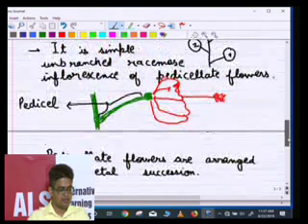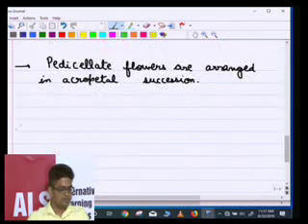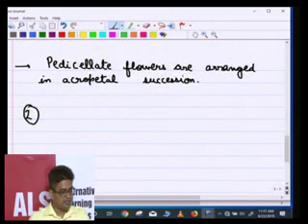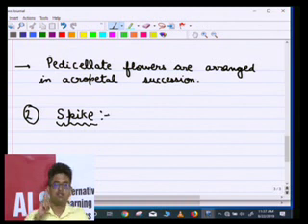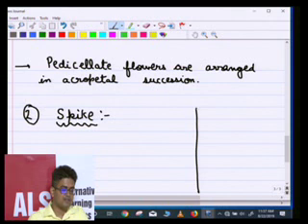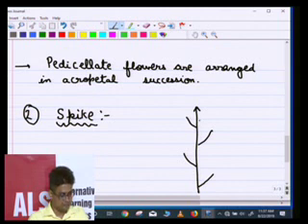Alright. This is simple raceme. Then we have to talk about spike inflorescence. Spike is a special type of inflorescence which is just like the racemose inflorescence, but the main thing is here no pedicel is present. If pedicel is not present, then you can say the flowers that are present here are sessile flowers.